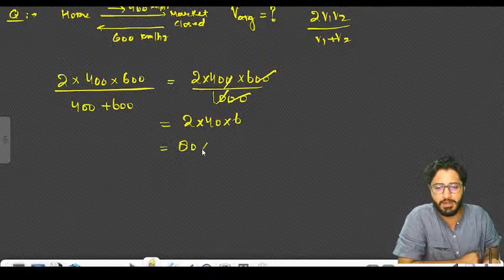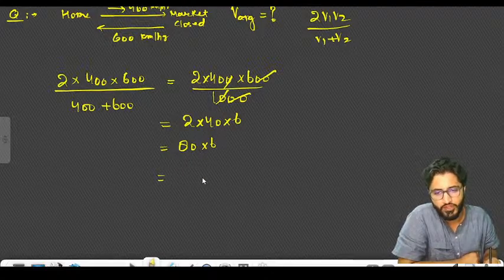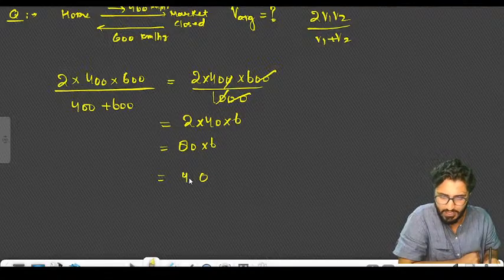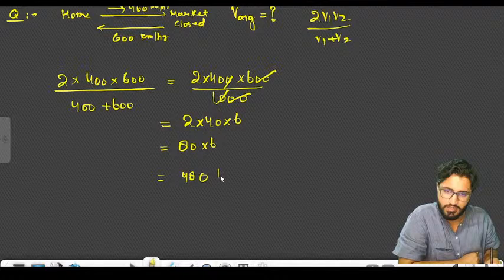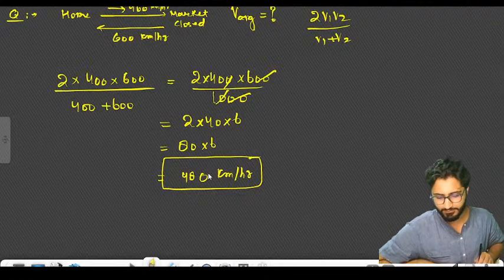It is 80 multiplied by 6. Yes or no? 6 zeros are 0, 48. Yes. It is 480 kilometer per hour.